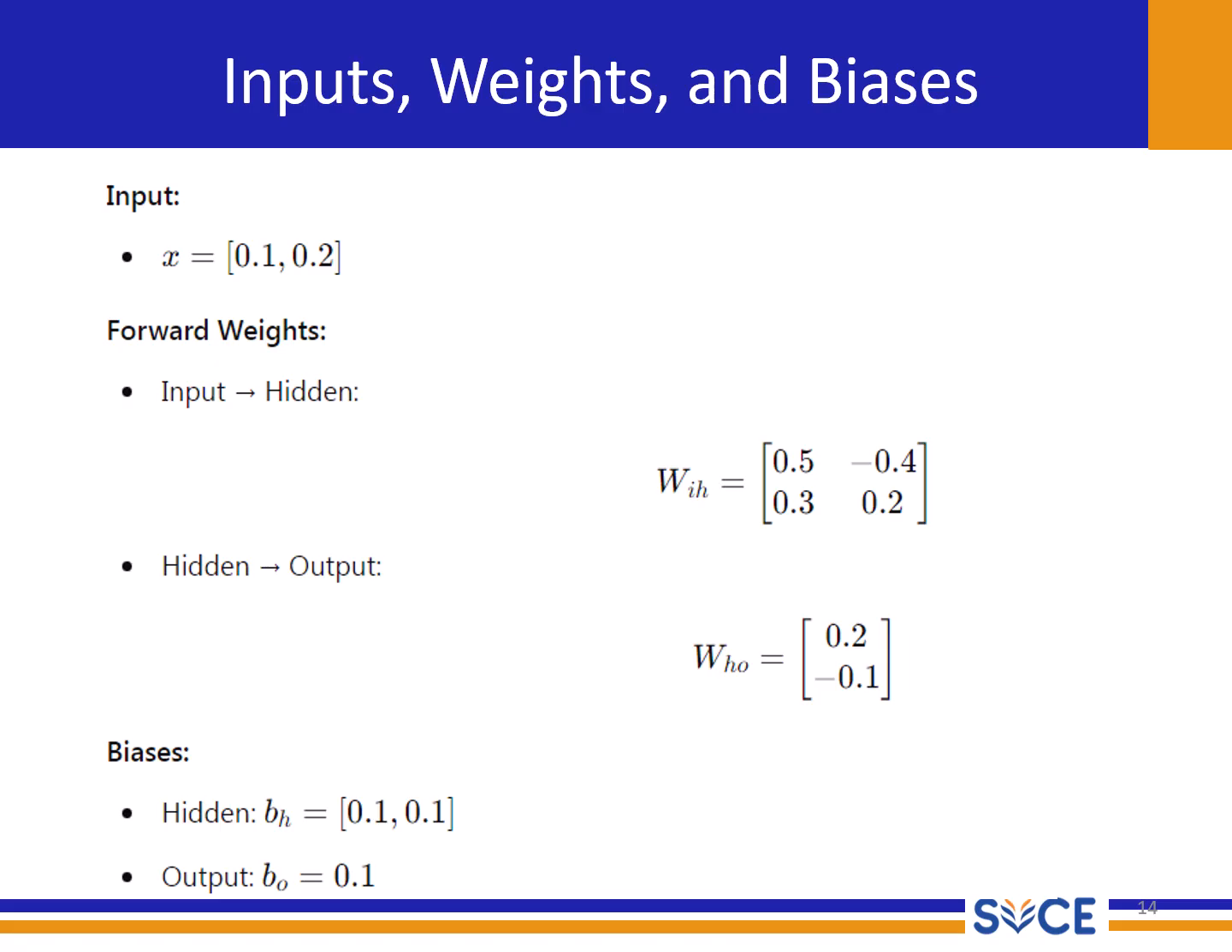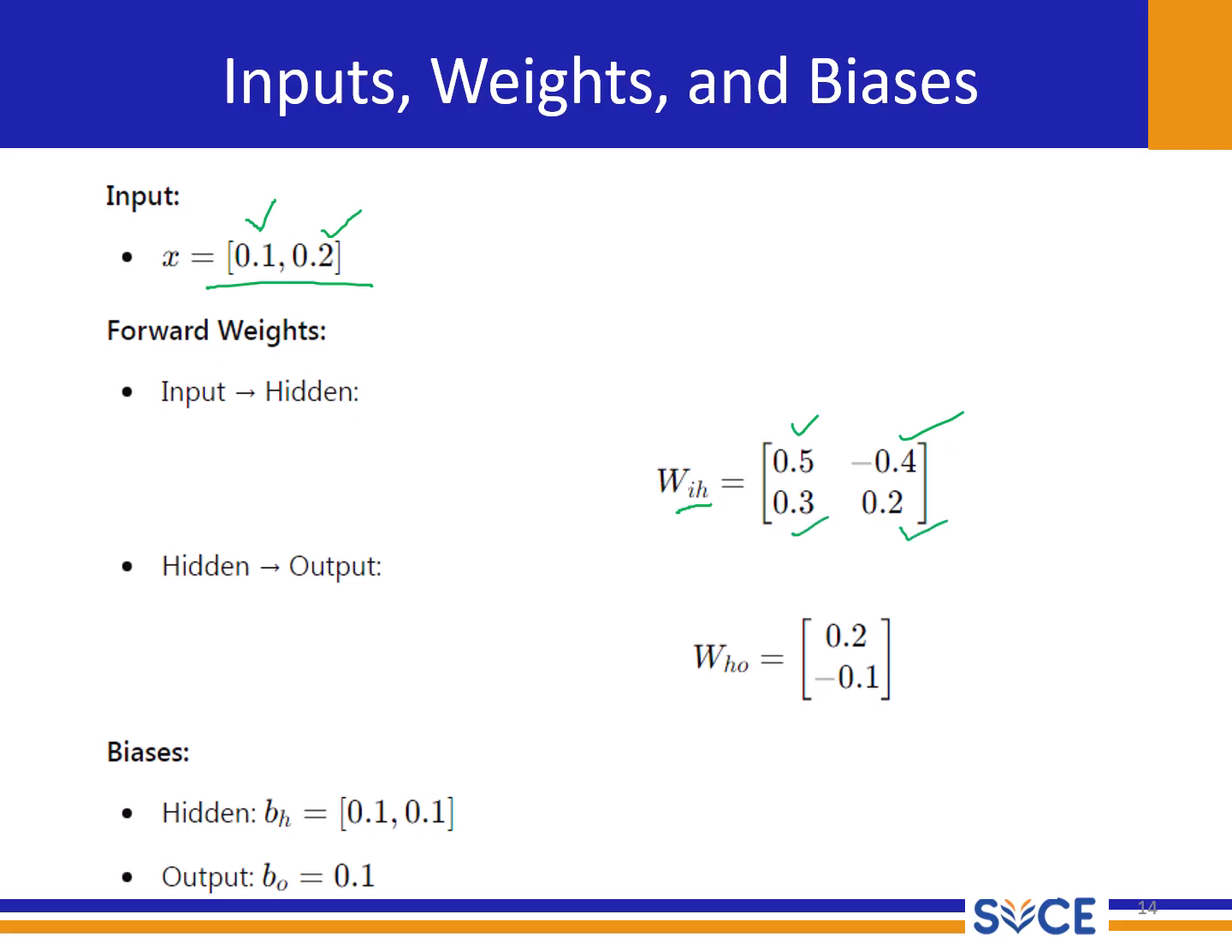These are the initial values assigned to the parameters in the neural network. There are two neurons in the input layer, which are assigned the values 0.1 and 0.2, and then there is a weight between input and hidden. The input to hidden weight matrix is 0.5, -0.04, 0.3, 0.2.